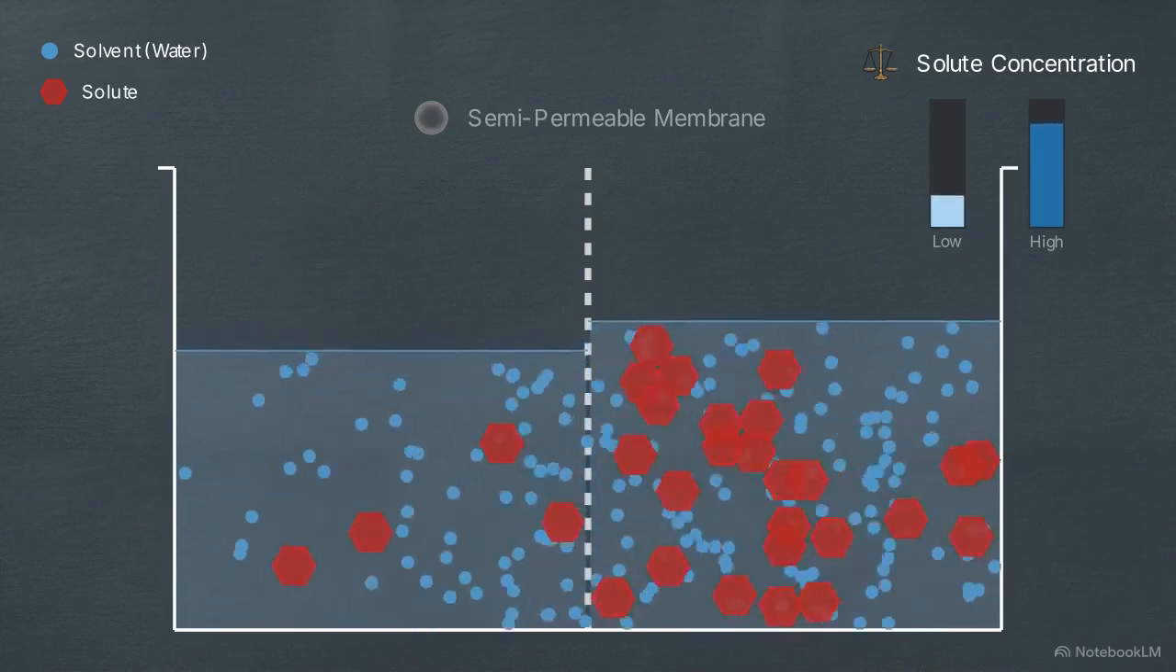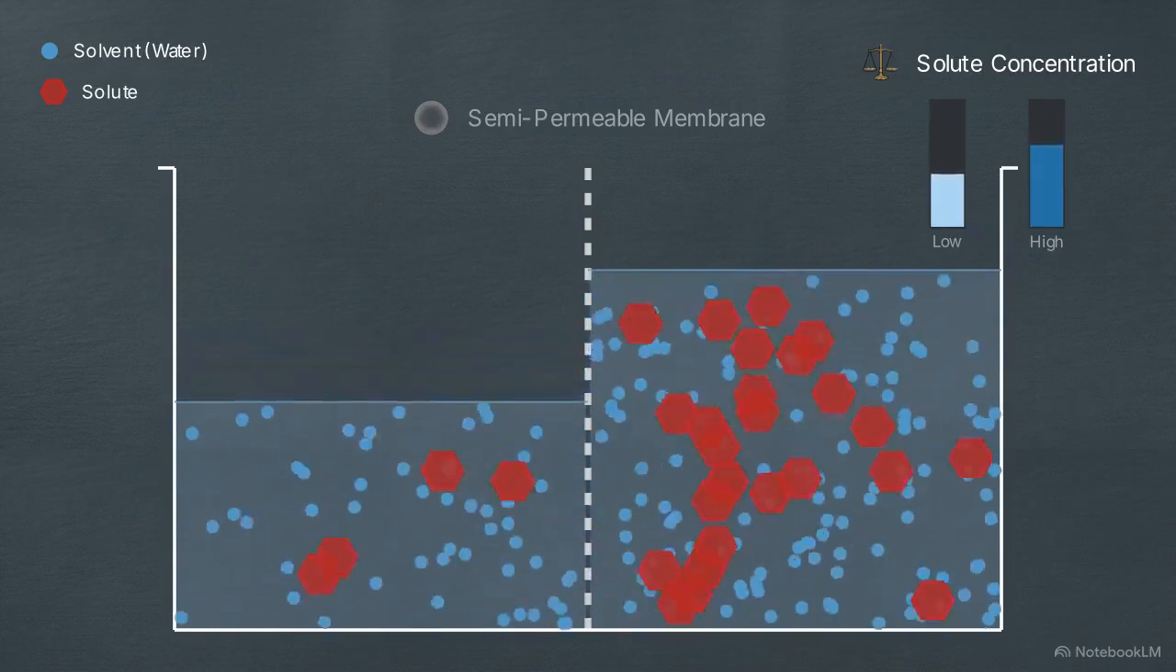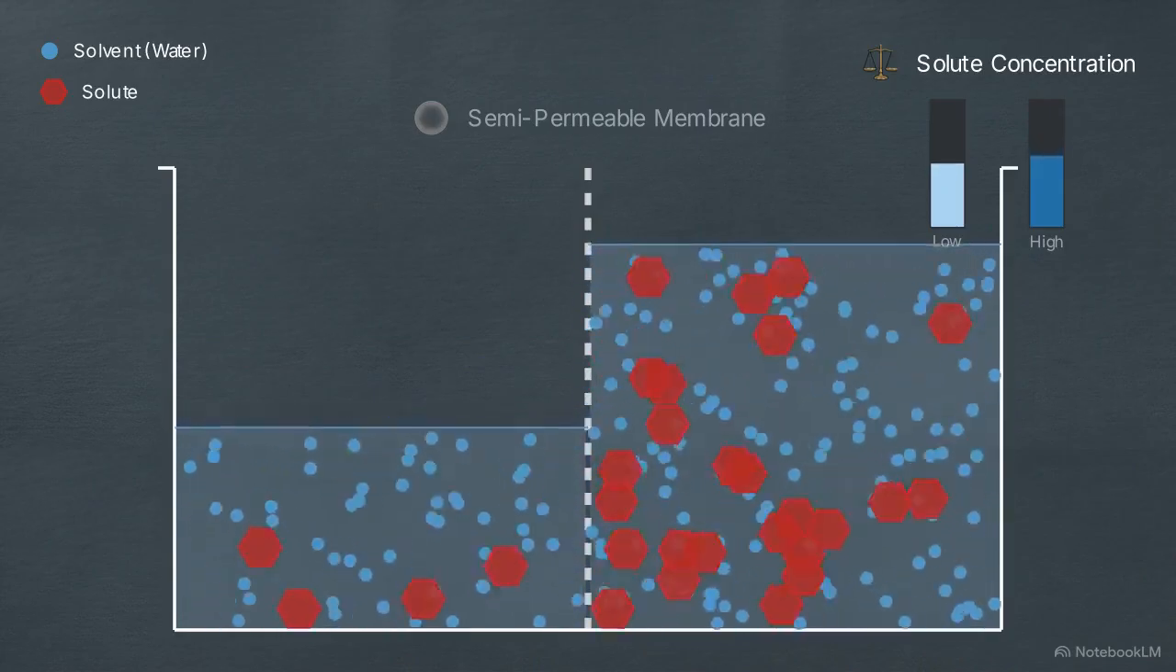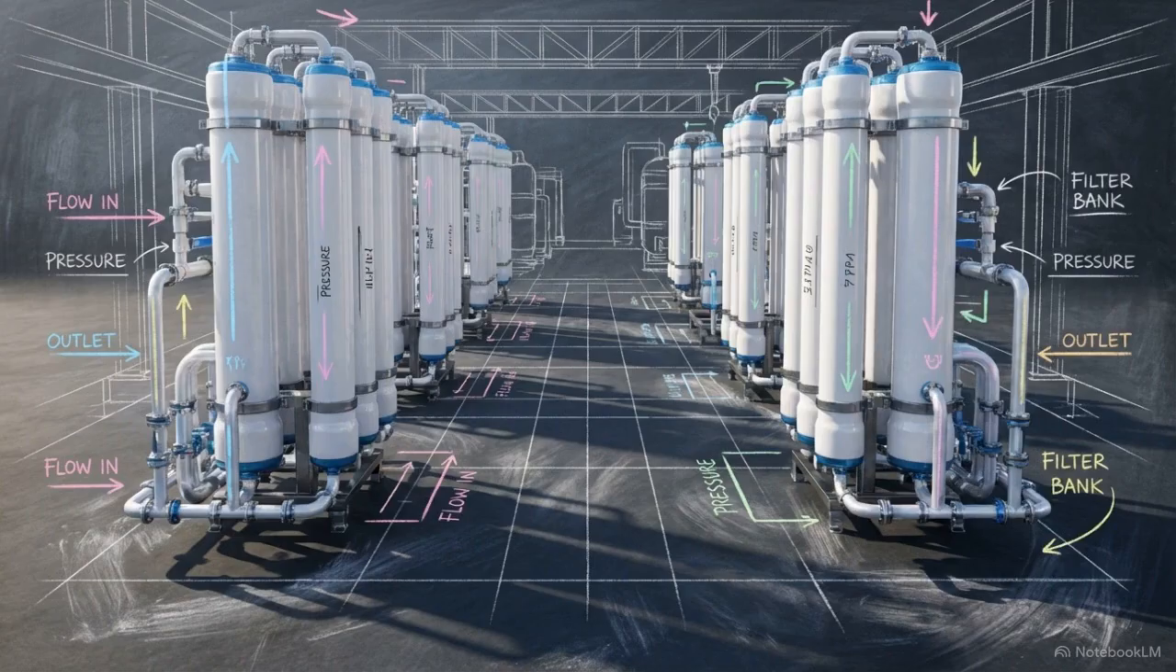Because the system is trying to equalize the concentration on both sides, the water moves strictly from the dilute solution into the concentrated solution. This microscopic passive transfer of water keeps plants alive and human cells functioning. Yet, we use this exact same mechanism to build massive, high-pressure industrial purification systems.